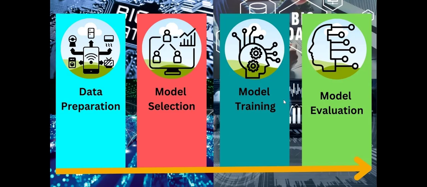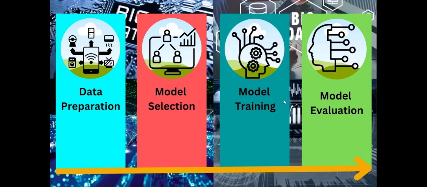Next is model selection. The next step is to select a machine learning algorithm that is appropriate for the task at hand and the data. This may involve comparing different algorithms and selecting the one with the best performance on a validation dataset.